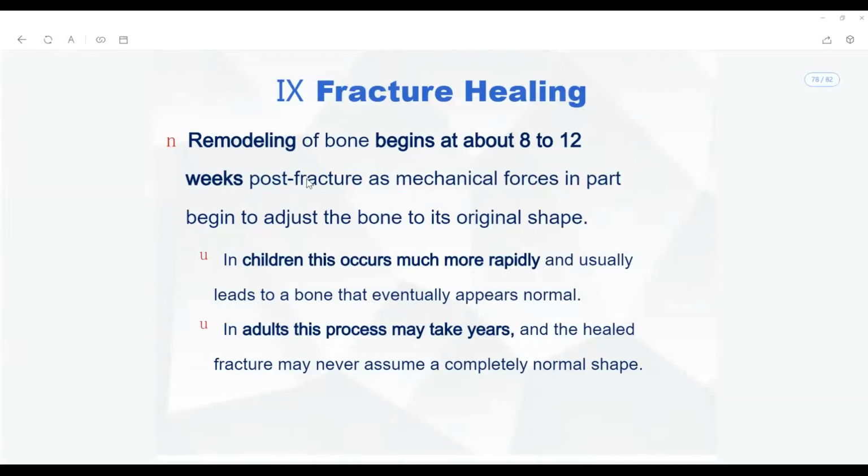Then remodeling generally begins at 8 to 12 weeks post fracture. That is the time you have to remember. In adults it occurs over years. Anybody who has a fracture, as an adult, generally heals over the years, but in children this occurs more rapidly, generally within about 30 days. So remodeling is the last step of fracture healing, which will take about 8 to 12 weeks.